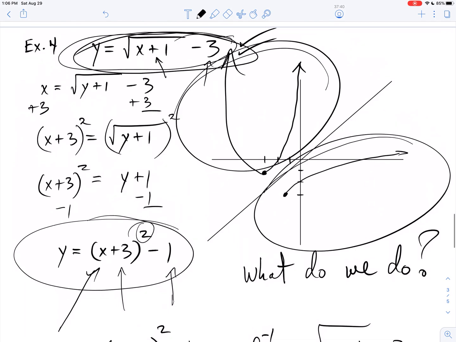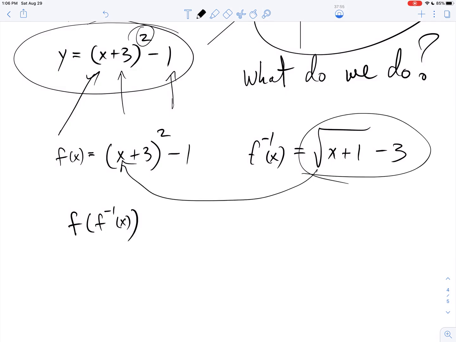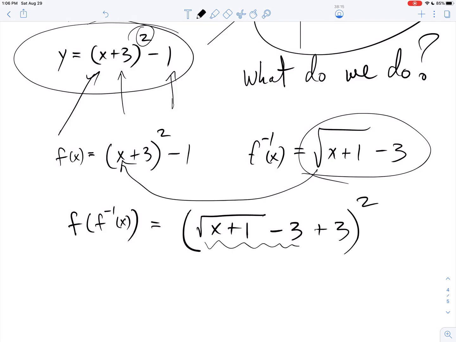Now, let's make sure I did that right. Yes, I did. All right, so here we go. If I wanted to not have to graph this to check it, I could do this. I'm going to take this guy and plug it into this guy. What would that look like? Well, f would say then, you're going to have the square root of x plus 1. Oh, wait a minute. Did I write that down wrong? Oh, yeah, plus 1 minus 3. I'm going to take that whole thing, plus 3, square it. See, this whole chunk replaces the x. Minus 1. It does minus 1 at the end.